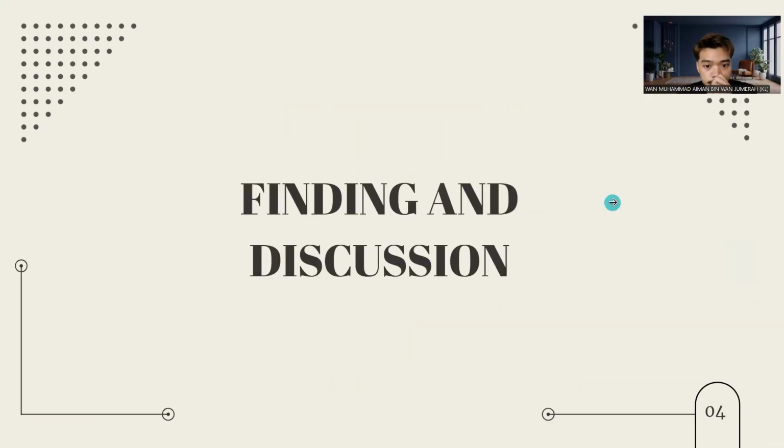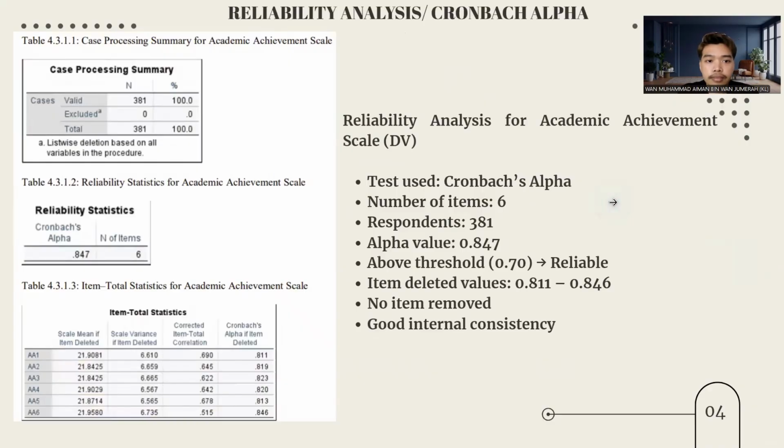So next, we move to the findings and discussion. The first one is about reliability analysis, or Cronbach's alpha, for the dependent variable, which is academic achievement. The reliability of the academic achievement items was tested using Cronbach's alpha. The result shows a value of 0.847, which is above the acceptable threshold of 0.70, indicating good reliability. There are 6 items tested with 381 responses.